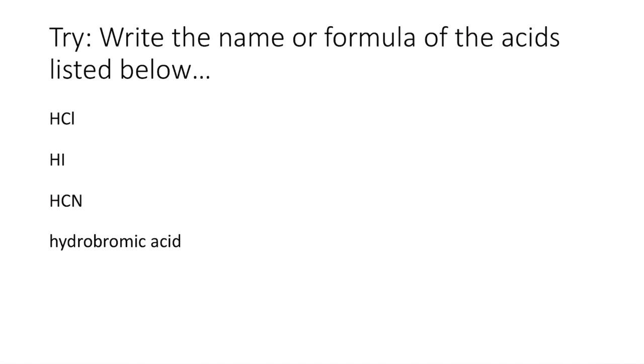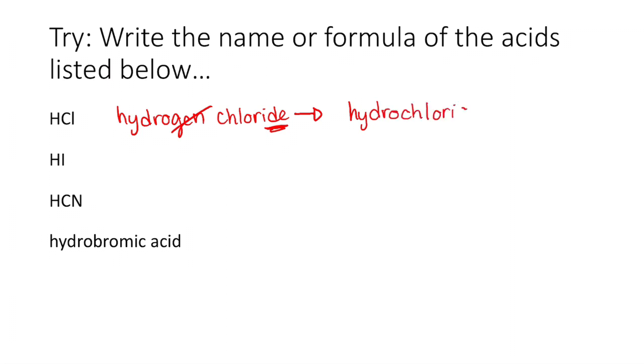I'm going to give you the first one. So HCl, based on traditional naming, is hydrogen chloride. So we are going to drop the gen, change the IDE. So we've got hydrochloric, and then we add the word acid. So pause here, try the remaining ones. The answers will be given to you on the next slide.